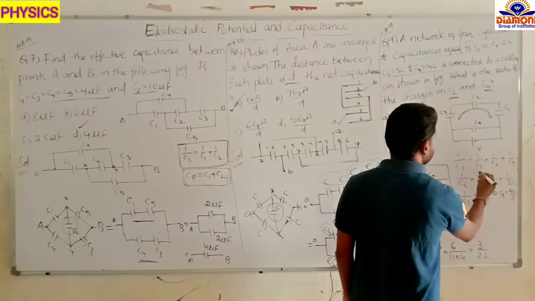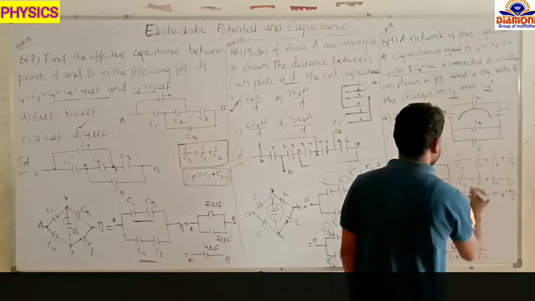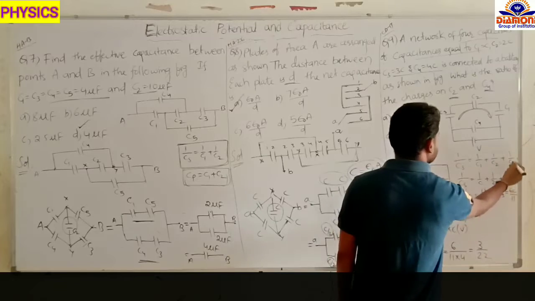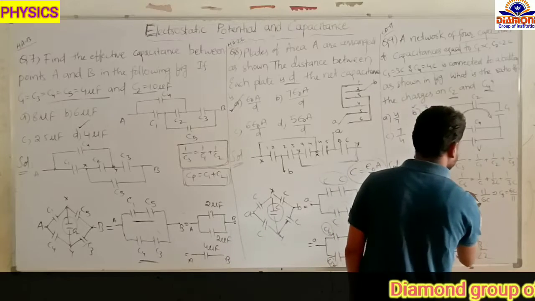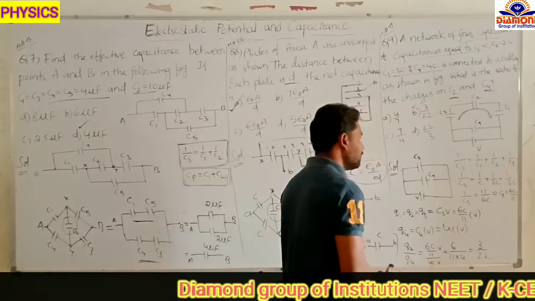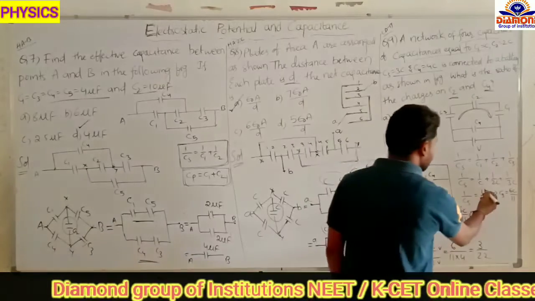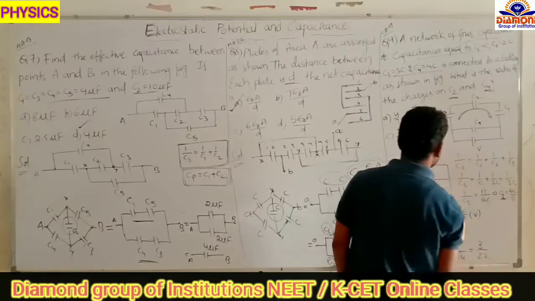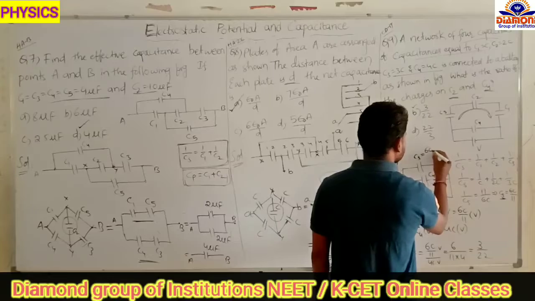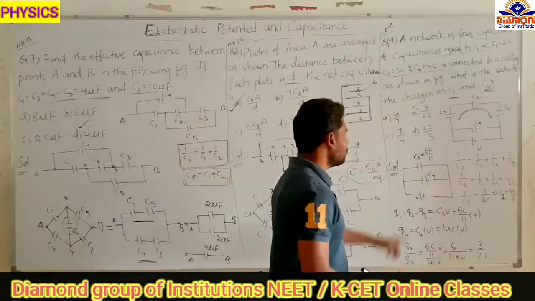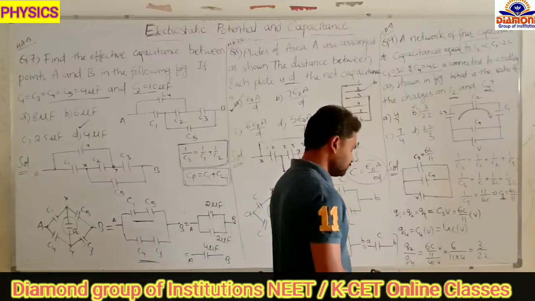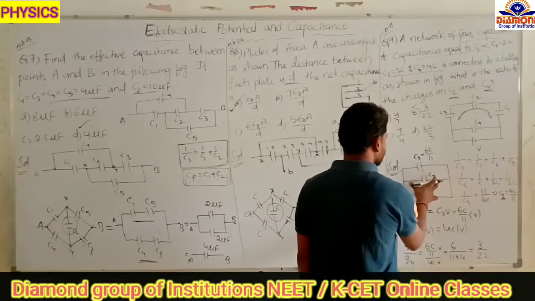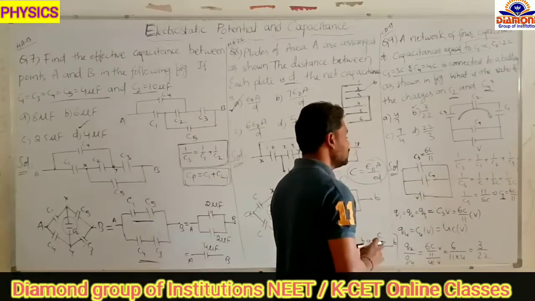So 1 by Cs equals 1 by C1 plus 1 by C2 plus 1 by C3. C1 is C, C2 is 2C, C3 is 3C. Substituting and simplifying, we get 1 by Cs equals 11 by 6C, so Cs equals 6C by 11. That means this value is 6C by 11. Now these two are in parallel combination, so the potential difference across this one and this one is the same.